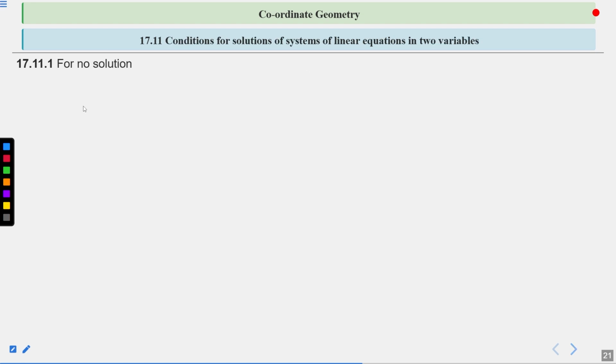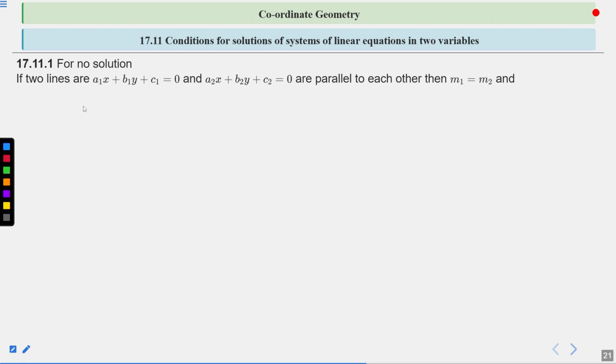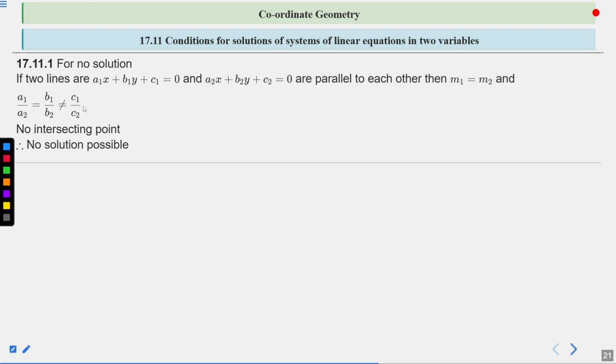So condition for solution of system of linear equations in two variables for no solutions. So if two lines a1x plus b1y plus c1 equals 0 and a2x plus b2y plus c2 equals 0 are parallel to each other, then m1 equals m2 and a1 upon a2 equals b1 upon b2 but not equal to c1 upon c2. Now, no intersecting point, no solution possible.